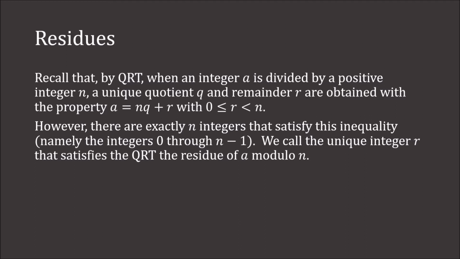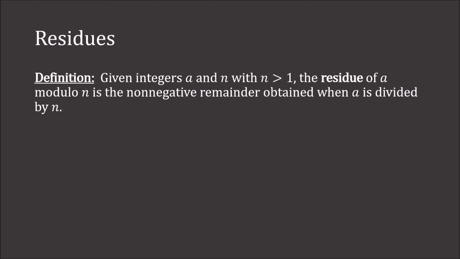So we call this unique integer r that satisfies the quotient remainder theorem for when a is divided by n the residue of a modulo n. Right, so stated formally, given integers a and n with n greater than 1, the residue of a modulo n is the non-negative remainder obtained when a is divided by n.